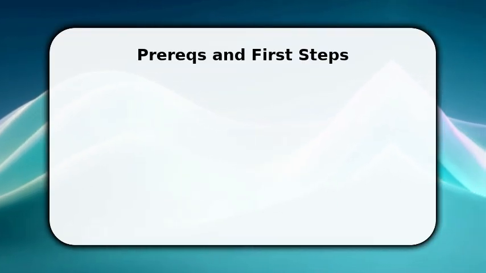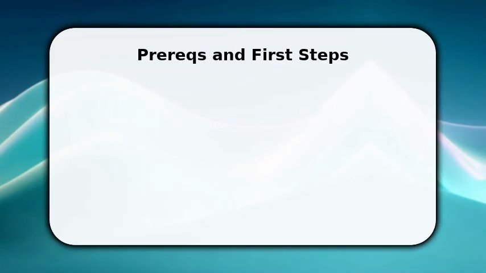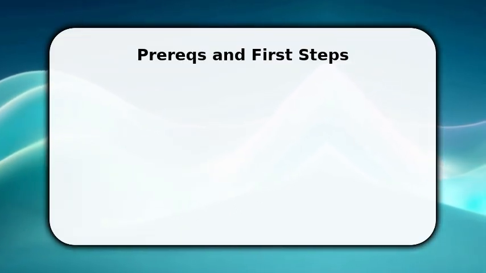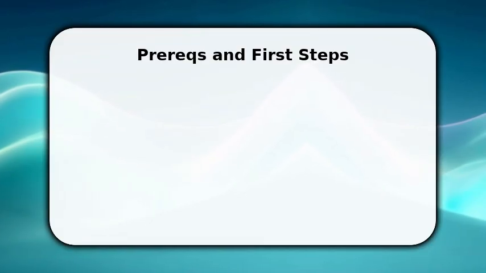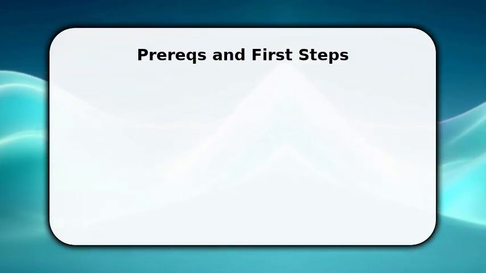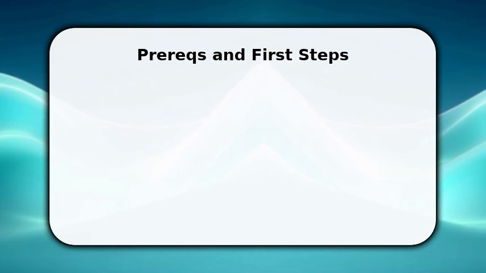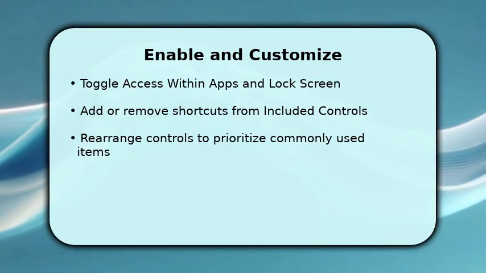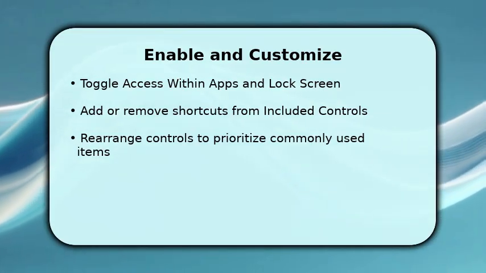Now open Settings and go straight to Control Center. This is where you enable access and customize shortcuts. You're taking action immediately to avoid guessing later, and these checks prevent wasted steps if a feature is simply unsupported on your hardware. You should enable access within apps and lock screen so Control Center is reachable in all contexts.